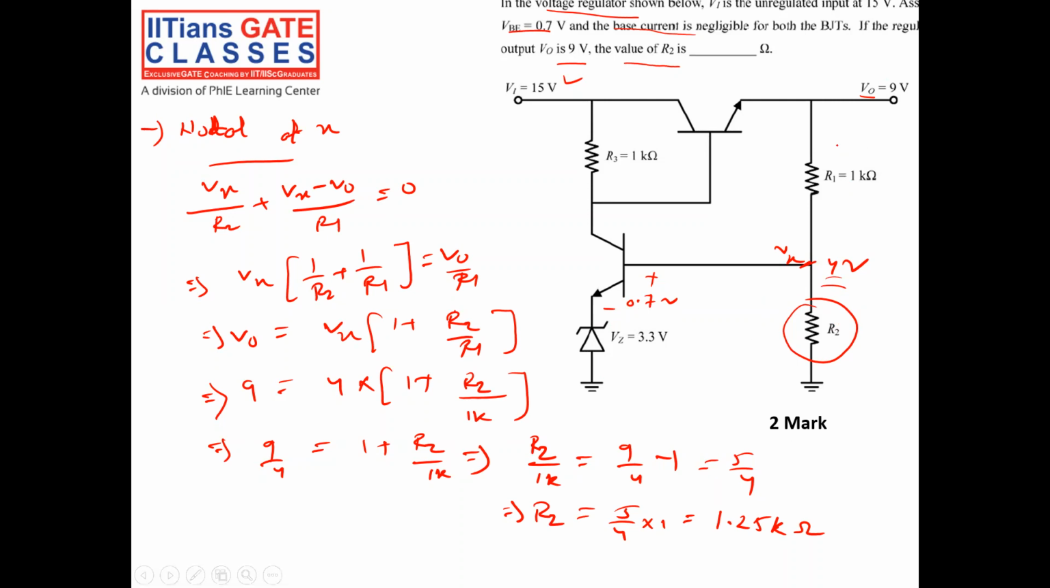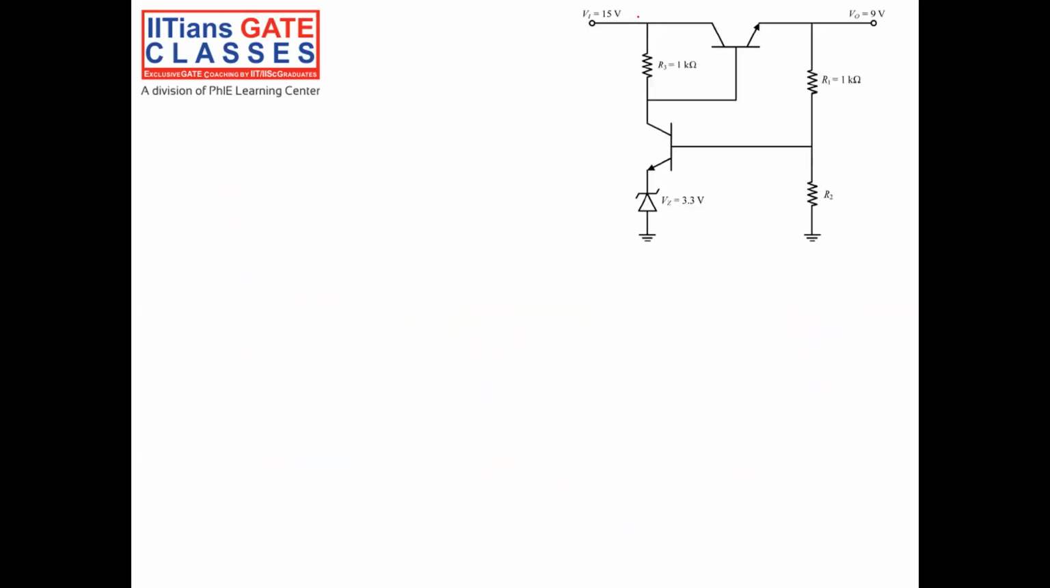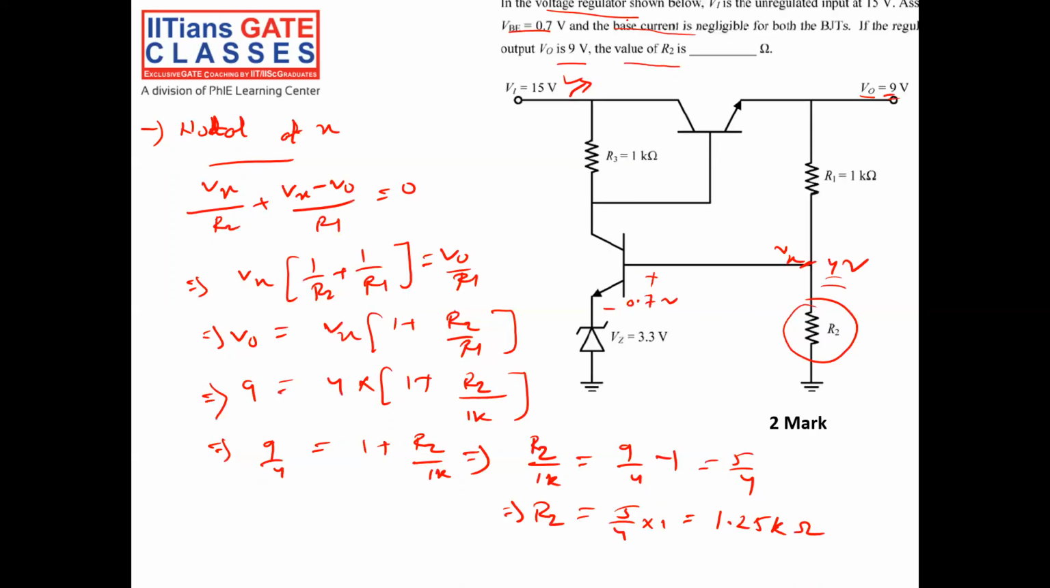Just before leaving, I want to give you a feel of how it regulates. This is the answer, 1.25 kilo ohm. Now the session is over. Suppose my output is 9 volt. Suppose my input is a little bit increased. What will happen instantaneously?